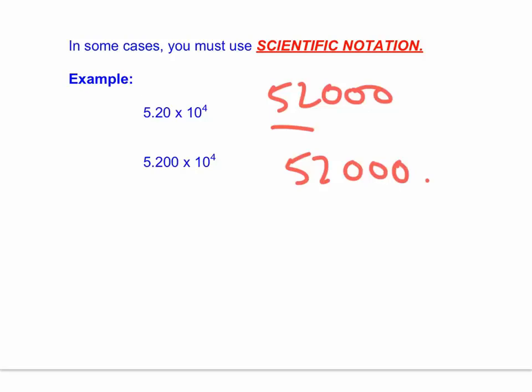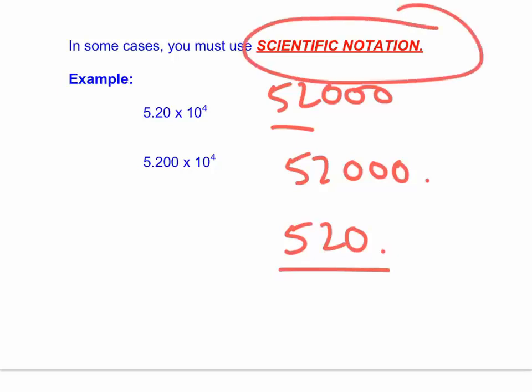But what if I wanted to express 52,000 with three significant figures? You might say, well, gosh, write 520. with a decimal point. That would be three significant figures, but it's the wrong magnitude. It's only 520. What we can do is use scientific notation as a way to keep the number as 52,000, yet express it to three sig figs.